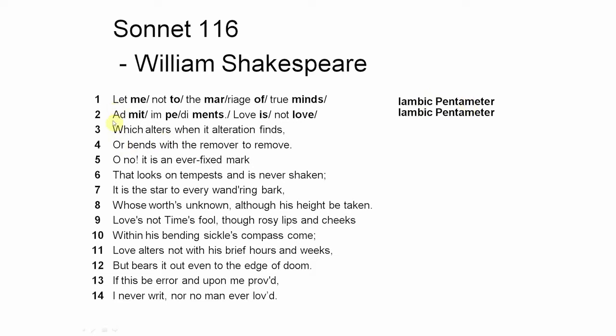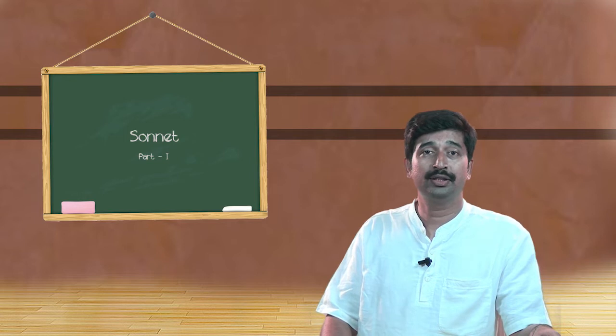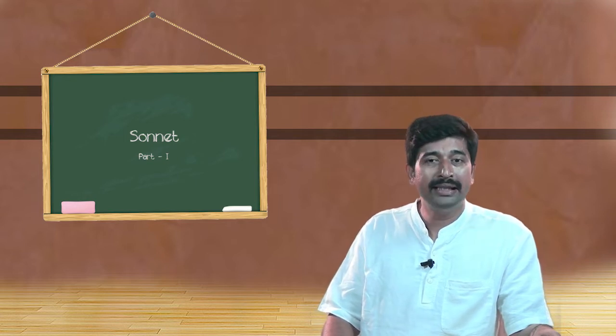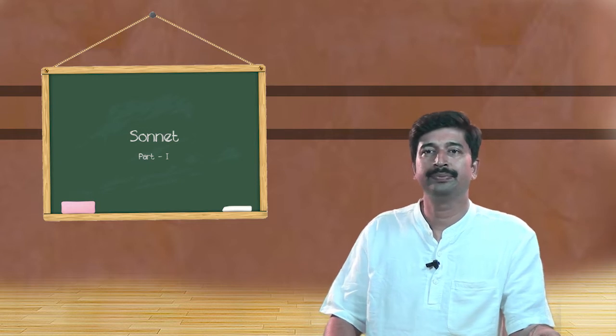If you look at the second line, admit impediments, love is not love, again iambic pentameter. If you look at the other lines of the poem as well, all 14 lines follow the same metrical pattern. Hence, one of the features of the sonnet could be the 14-line poem written in iambic pentameter.